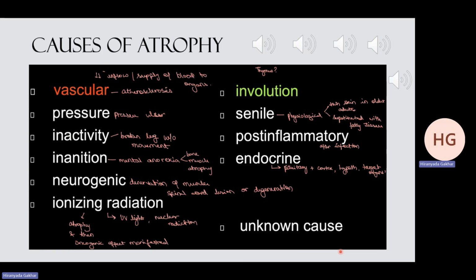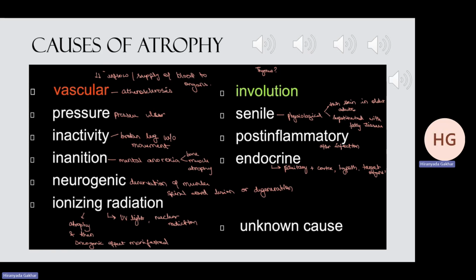The next one is inanition. Inanition is a very complicated word, which in simple words means atrophy due to inadequate nutrition. This happens when your reserve energy sources, for example, your adipose tissues, are completely utilized, and then your skeletal muscle starts breaking down proteins as a source of energy. When this happens, it also leads to muscle wasting, which is seen as cachexia in a person.